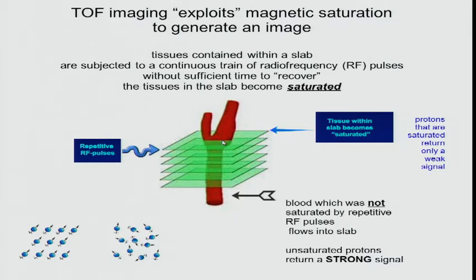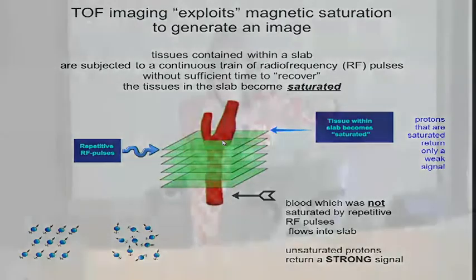So if you're looking at the appendix, the fluid in the appendix is not going to go anywhere. So you saturate the soft tissues, the appendix, and the vein. Then you stop and listen for a signal. What's the only thing that's going to give you a signal back? The blood that's flowing in the vein, because the new fresh protons will flow into that slab that you're listening to. Okay, so this is a picture.